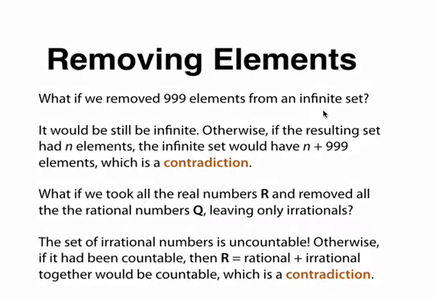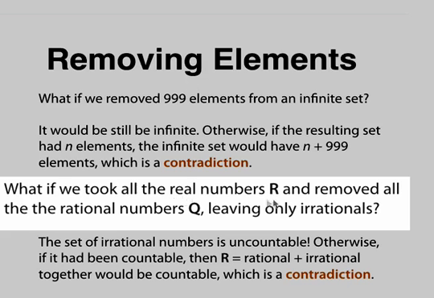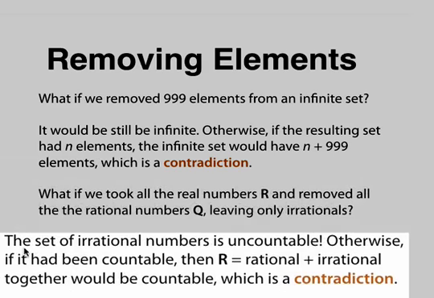So in the same manner, what if we took all the real numbers, R, which is uncountable, and we removed all the rational numbers, leaving only the irrationals, right? It turns out that the set you're left with is uncountable. In other words, R is uncountable, and then you remove a countable number, you're still left with an uncountable infinity.